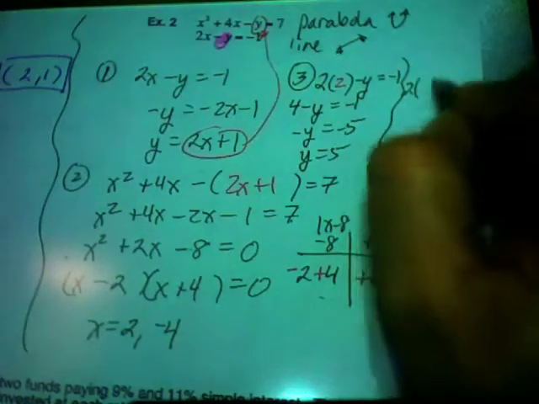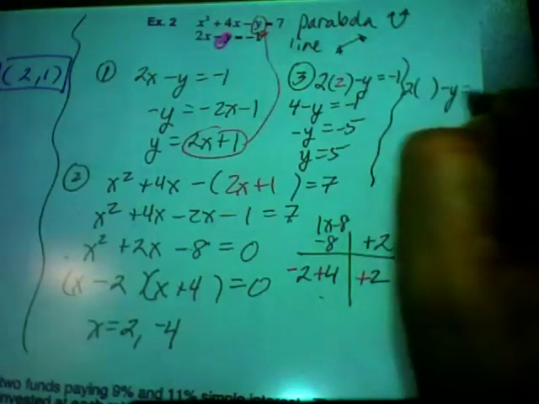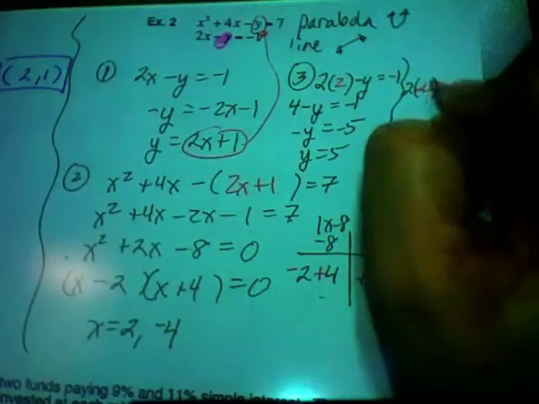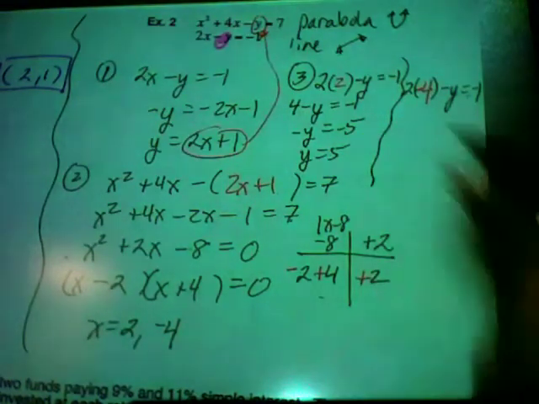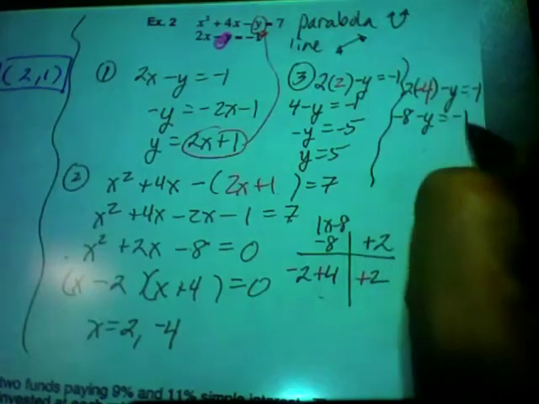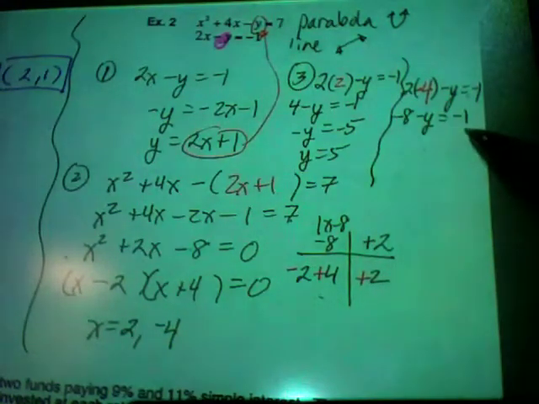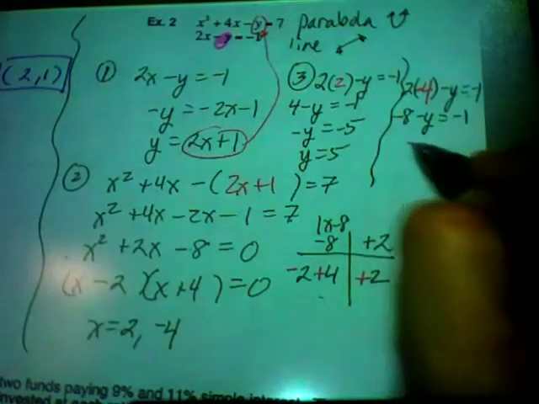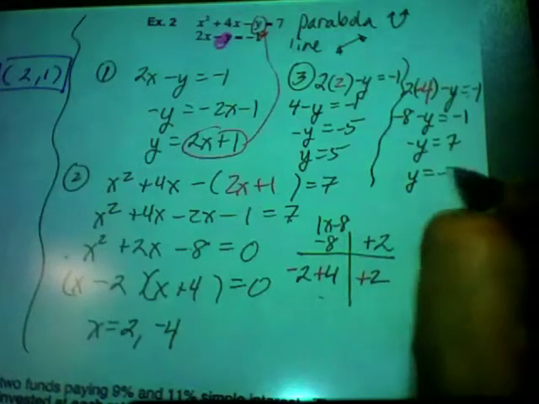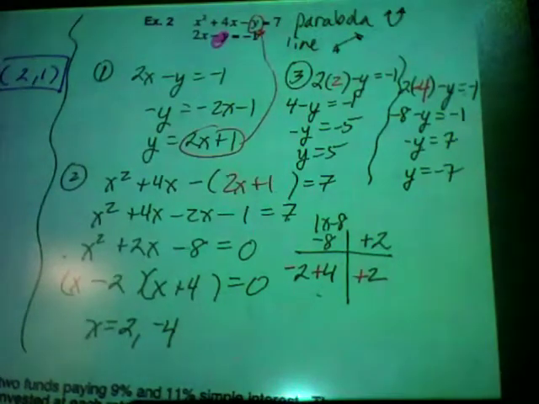Do the second one. 2 times, and instead of x, I'm putting in negative 4. So 2 times negative 4 is negative 8, minus y equals negative 1. Add an 8 and add an 8. 8 and negative 1 is 7. Multiplied by negative 1, y is equal to negative 7.